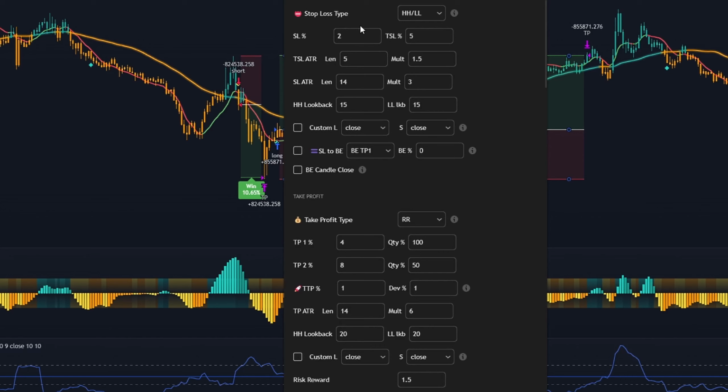We're gonna set the stop loss based on the higher highs and lower lows. We're gonna look back 15 candles to set our lower low for long positions and higher high for short positions, while our take profit is based on a risk reward of 1.5.